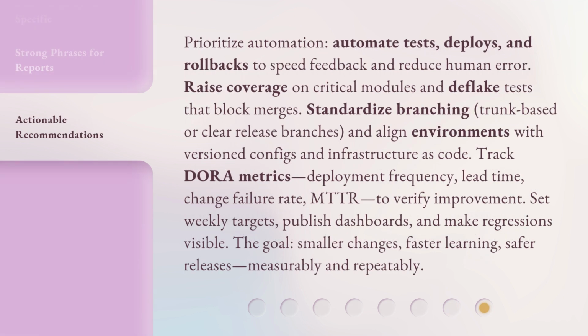Prioritize automation. Automate tests, deploys, and rollbacks to speed feedback and reduce human error. Raise coverage on critical modules and deflake tests that block merges. Standardize branching, trunk-based or clear release branches, and align environments with versioned configs and infrastructure as code.